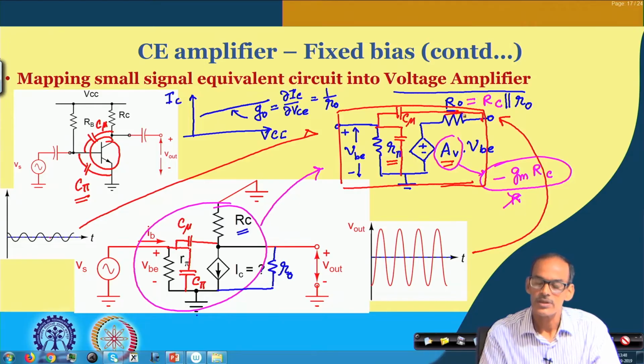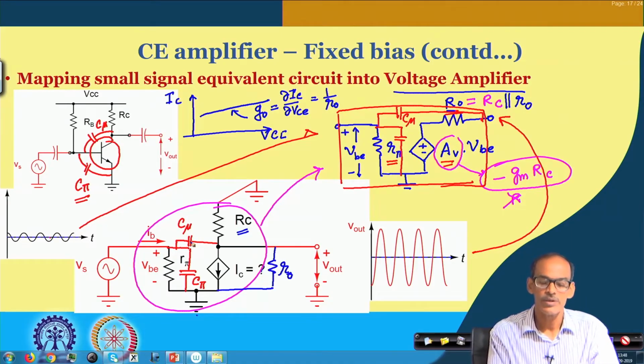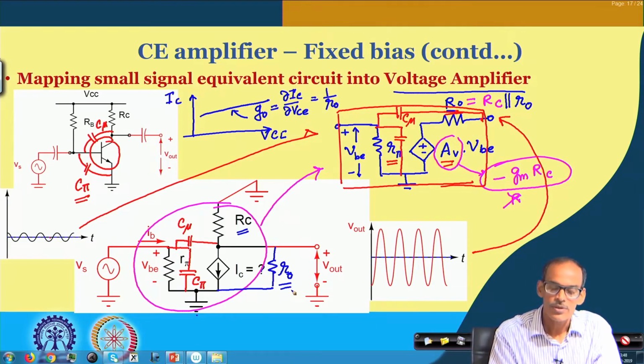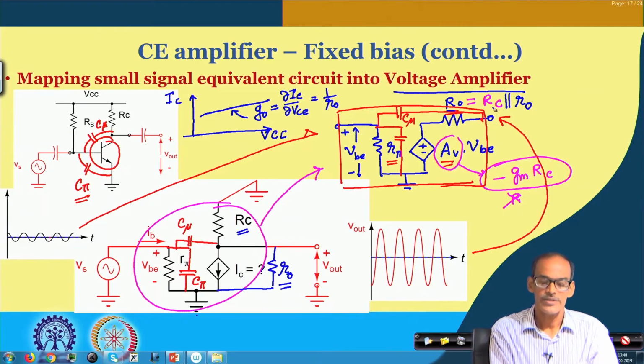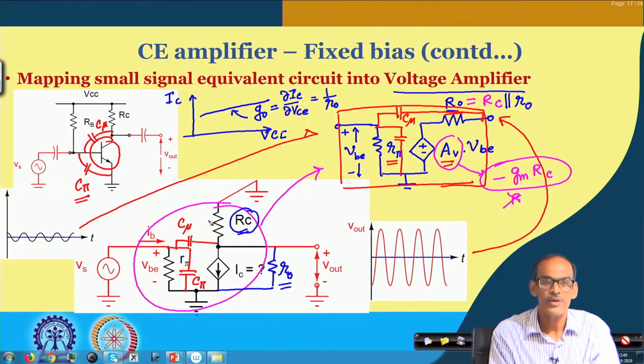So, this represents the complete small signal model of the CE amplifier, which is valid for low frequency as well as high frequency. Of course, in the low frequency regime, the effect of C pi and C mu will be very negligible. Also, typically this R naught is quite high compared to RC, so we may still consider it as RC. But once we replace this passive element by an active element, which may have an output resistance comparable with this, then we must consider this R naught.